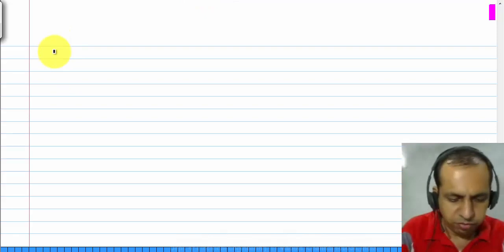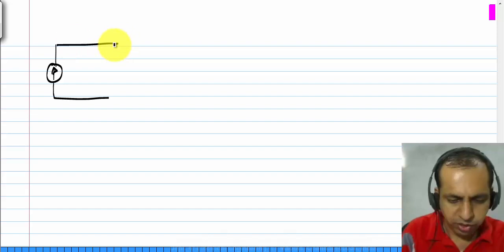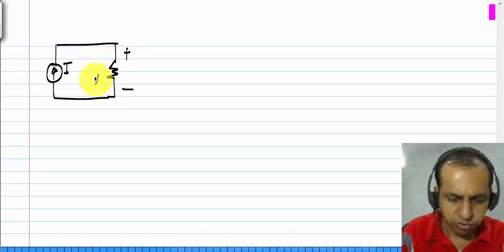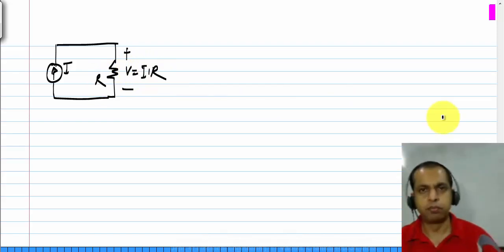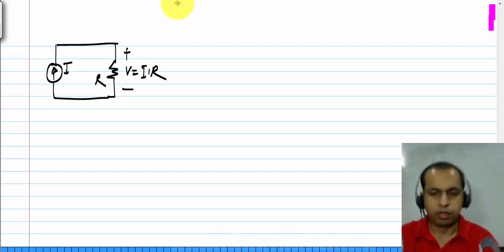Now, as some of you would have guessed already, we could also use the other picture, that is, we can think of a resistor as responding to a current I to produce a voltage V equals IR across it. Okay. So, now if we think of this picture with control sources, we need a current controlled voltage source. Okay.